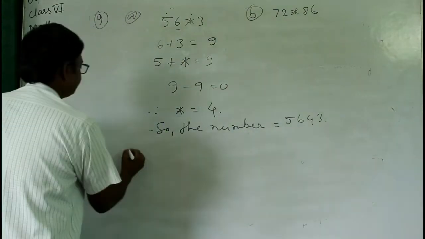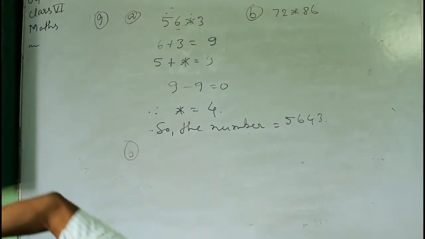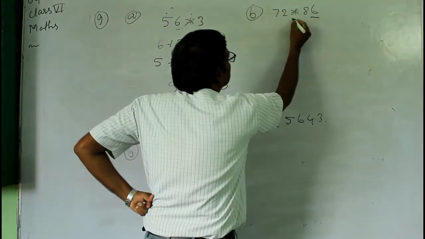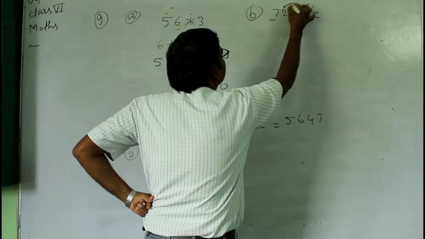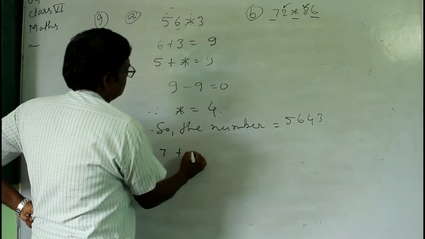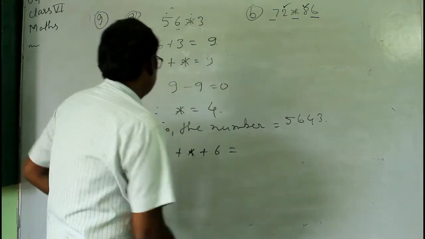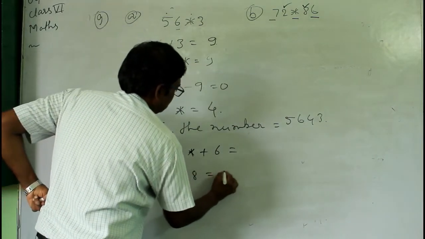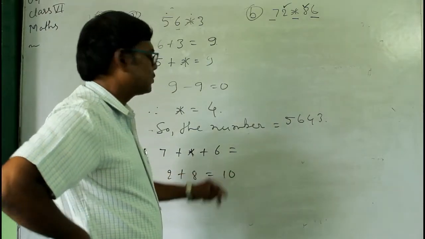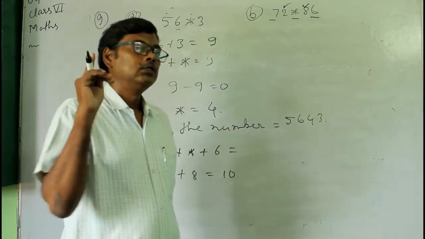And question number B. In question number B, see the alternate digits, this and this, and then this and this. So find the sum of these. That is 7 plus star plus 6 equals, leave it here, and then you have 2 plus 8 equals 10. Now see, the difference of these two must be 0 or 11.